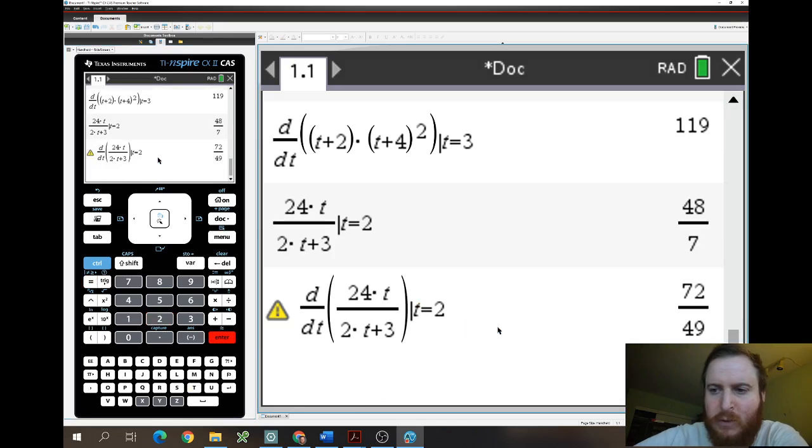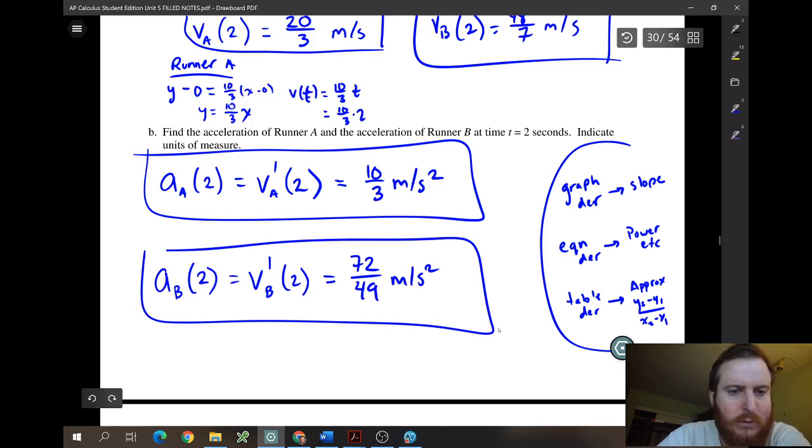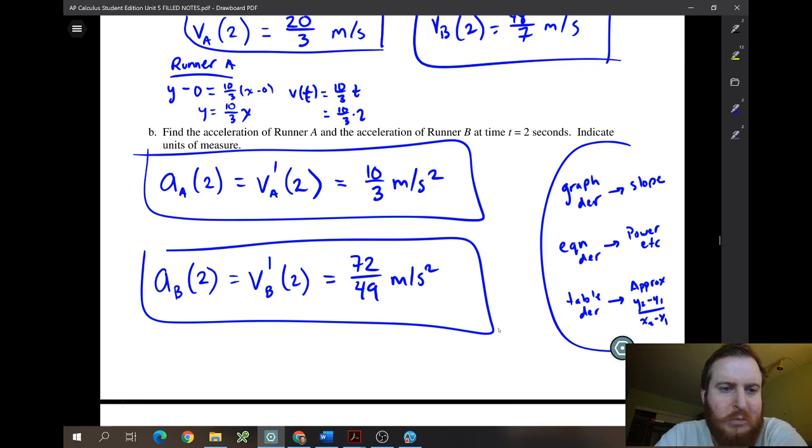And we get 72 over 49. So 72 over 49 meters per second squared. And that's all they asked.